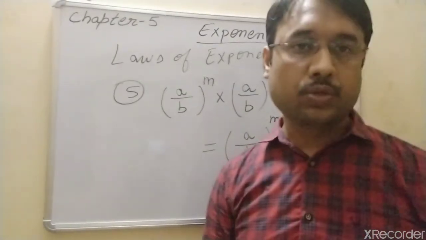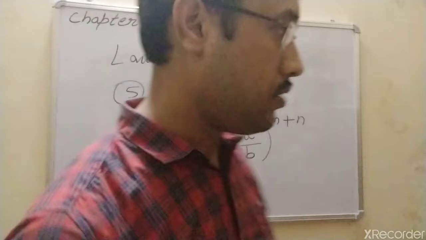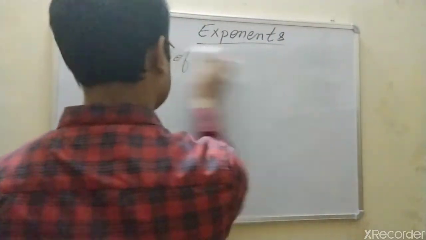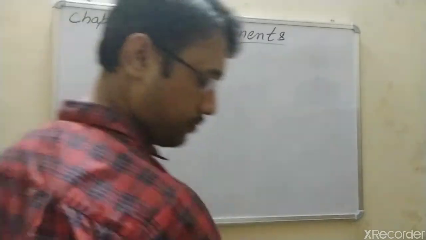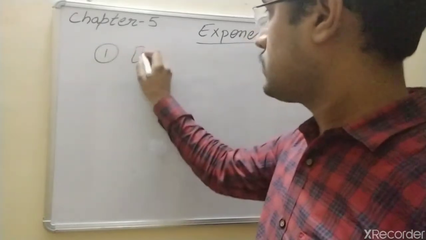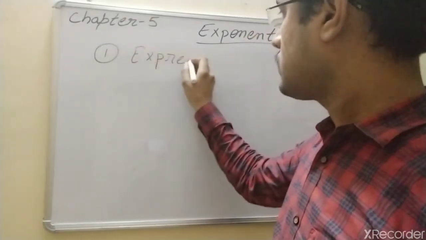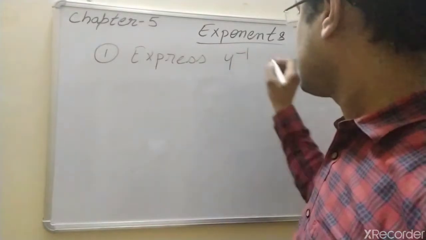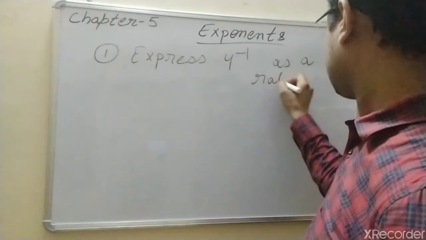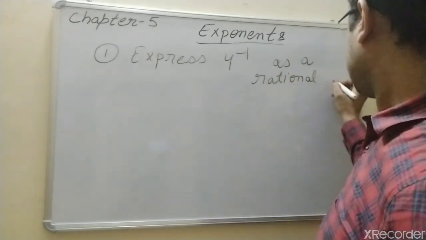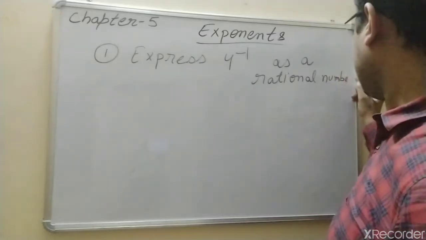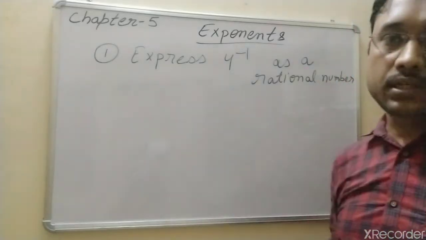Okay, now we will see some questions based on these formulas, based on these laws of exponent. The first question is here. We will see: express 4 to the minus 1 as a rational number. So express this number as a rational number.